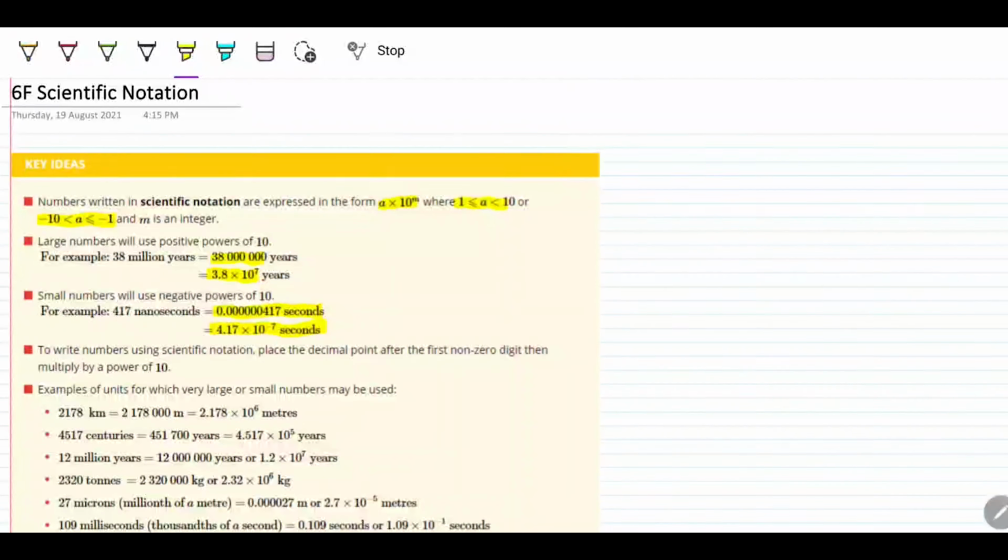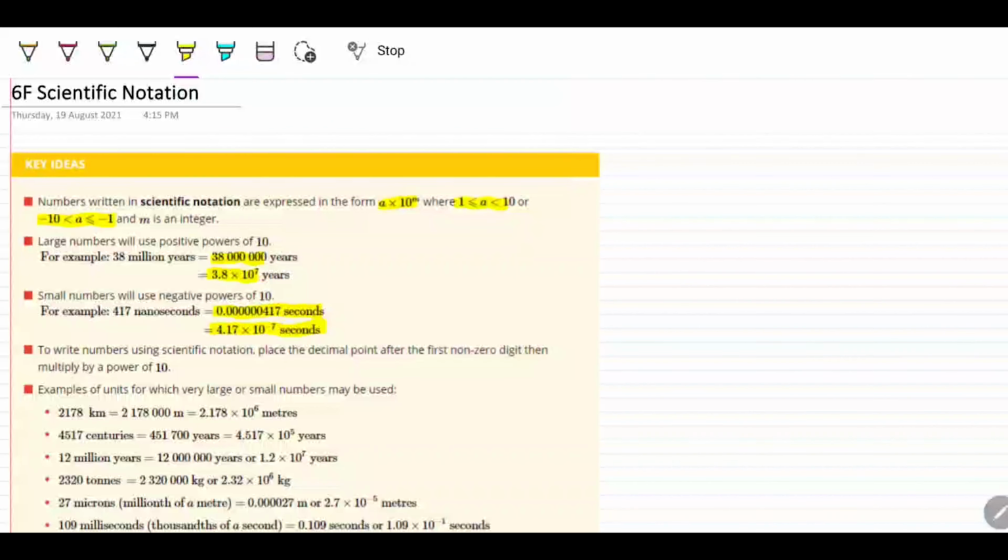Instead of saying this number with 6 zeros, we can just say 4.17 times 10 to the negative 7 seconds. Scientific notation is important because when we have numbers which are either too big or too small, it makes calculating and writing them out much easier to work with. As you can imagine, if we forget 1 zero or add 2 or 3 zeros, the number may be overcalculated or undercalculated.